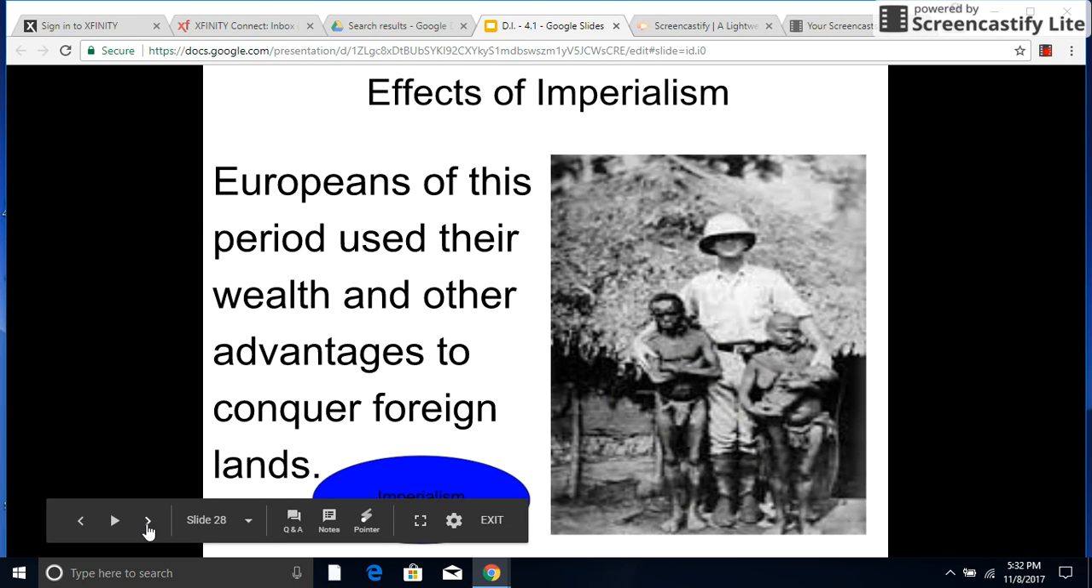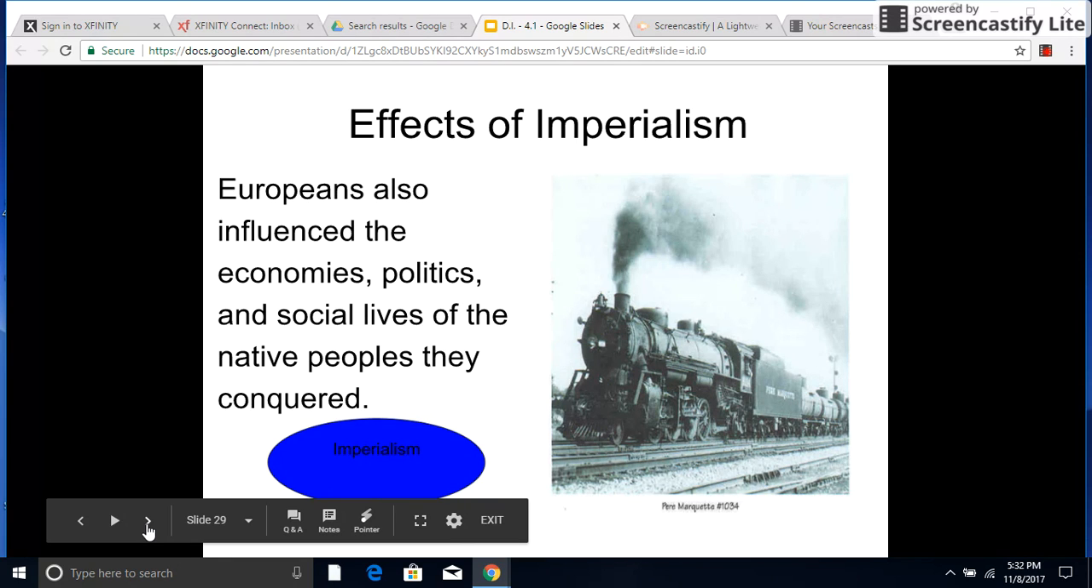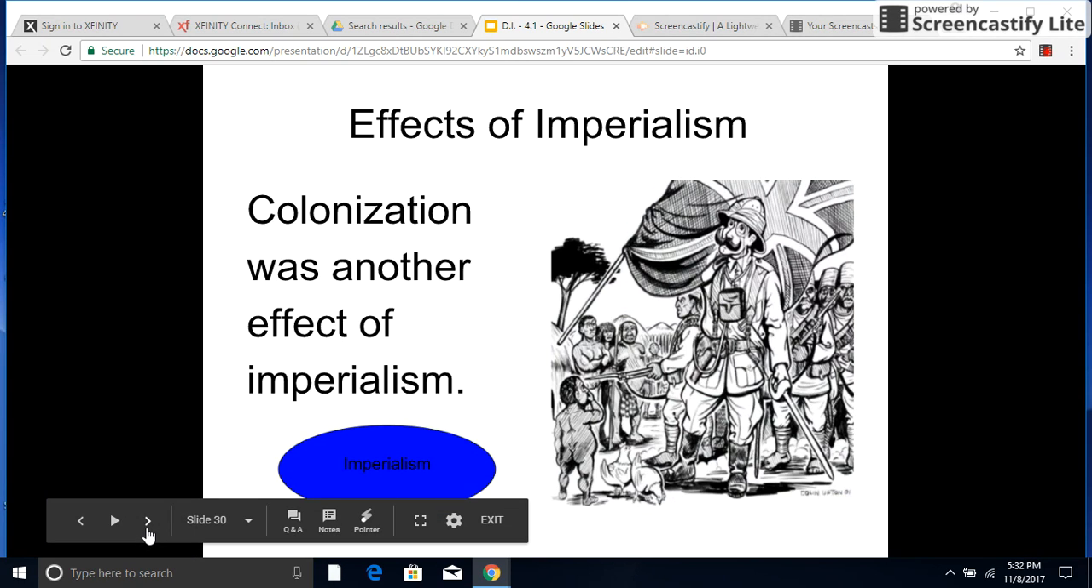The last heading is the effects of imperialism. Europeans and Americans of this period used their wealth and other advantages to conquer foreign lands. Europeans also influenced the economies, politics, and social lives of the native peoples they conquered. For example, they brought technologies like railroads to conquered territories. Colonization was another effect of imperialism. Colonization is when Europeans or Americans moved and lived in the areas that they conquered.